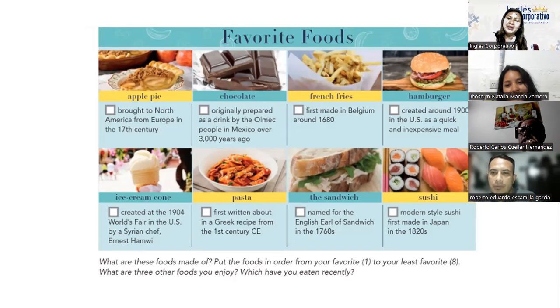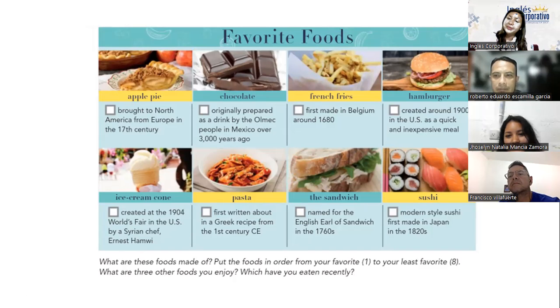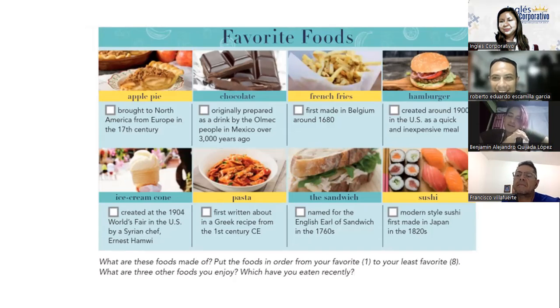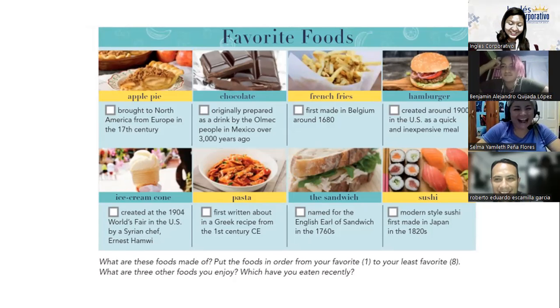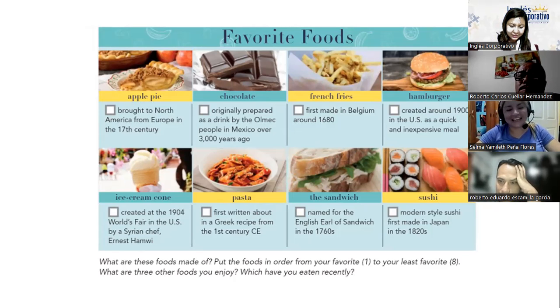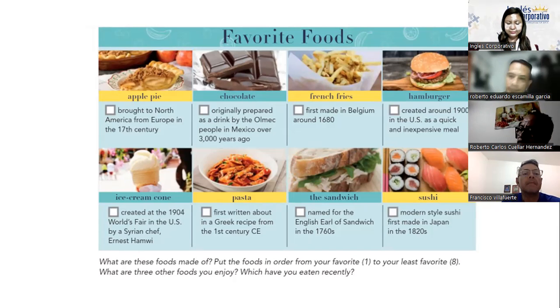Okay, so they originated in Belgium. Teacher, I have a question. Belgium is a country? It's a country, Bélgica, Belgium. So why is the name French fries? That's interesting, that's weird. What is the nationality of Belgium? Belgian, yes.